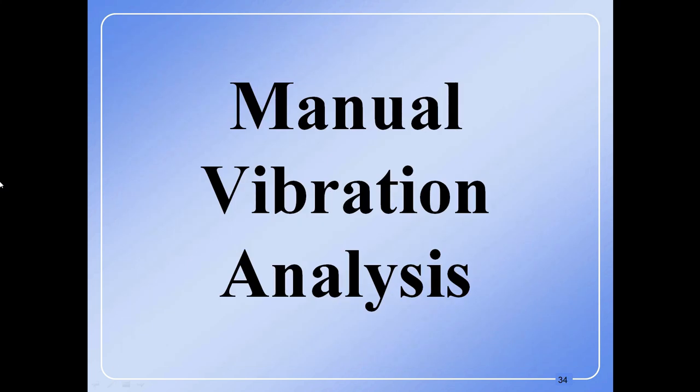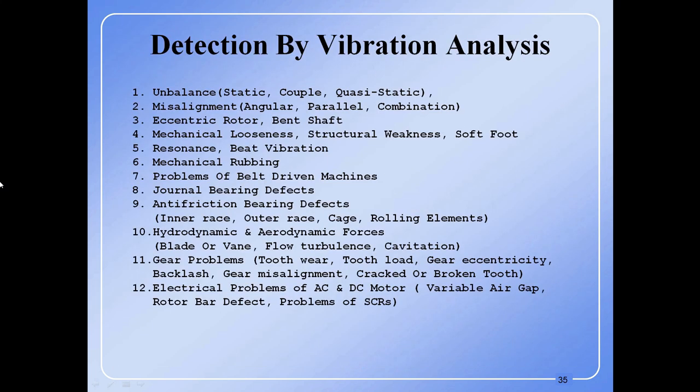Manual vibration analysis. Detection by vibration analysis. There are 12 points. First one, unbalance. Second, misalignment. Third one, eccentric rotor. Fourth, mechanical looseness. Fifth, resonance. Sixth, mechanical rubbing. Seventh, problems of belt driven machines. Eighth point, journal bearing defects. Ninth one, anti-friction bearing defects. 10th one, hydrodynamics. 11, gear problems. 12, electrical problems of AC and DC motors.